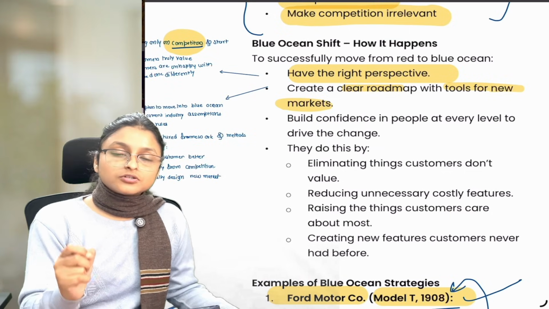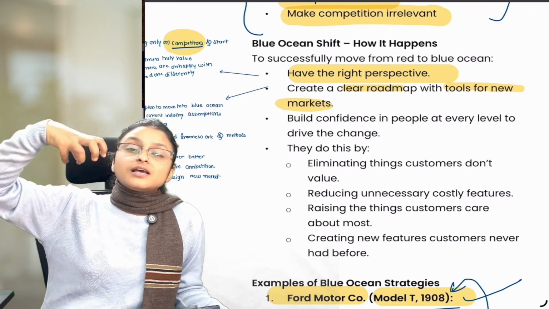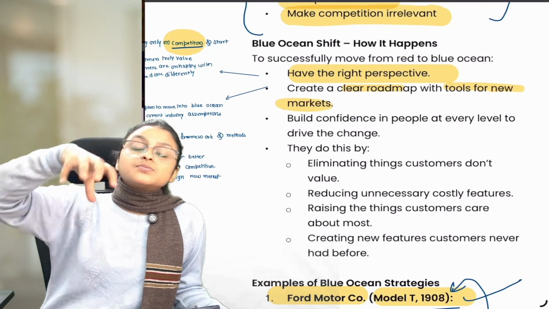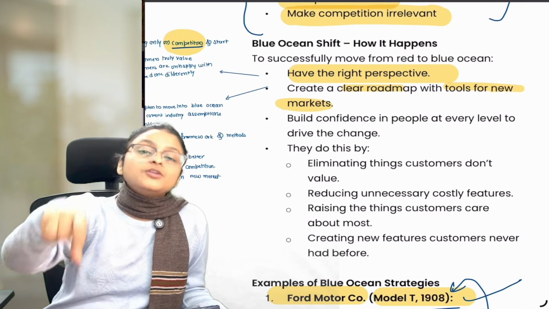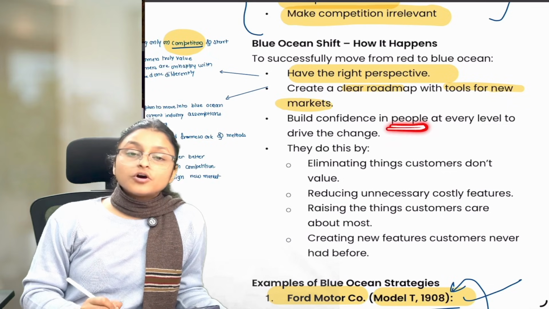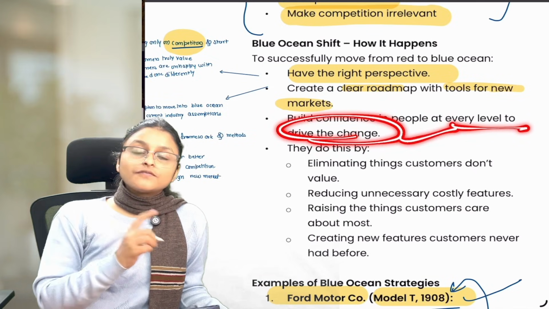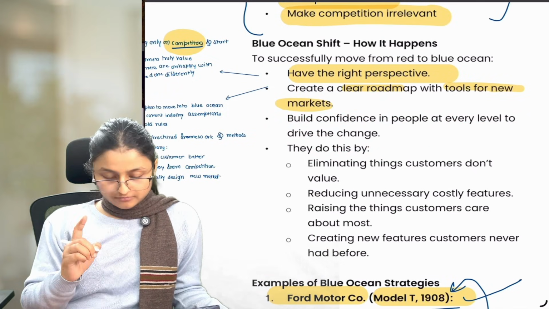And if you are taking a lot of risk, it's very important that everyone in the organization is connected and everyone is working towards the same goal. Then only you will be able to achieve that. That is why it's very important to build confidence in people at every level so that you can drive this change of red ocean to blue ocean easily.